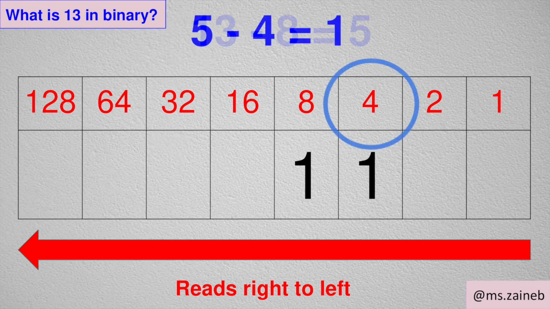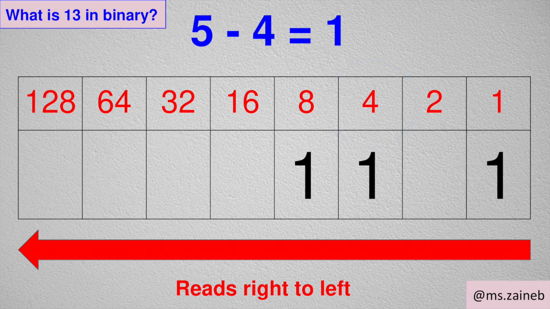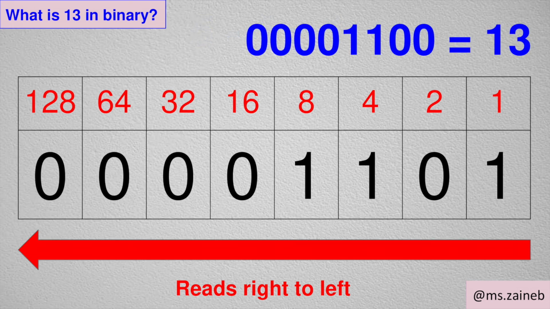So again, we apply exactly the same method. We then take away 4 from 5. So we do 5 minus 4, which is equal to 1. Now, 1's a nice number to finish on, so our 1 can fit neatly under the 1, which then leaves us with nothing else, which is perfect. So the last thing for me to do is to fill in all my little zeros, and there's my binary number. 00001101 is equal to 13.